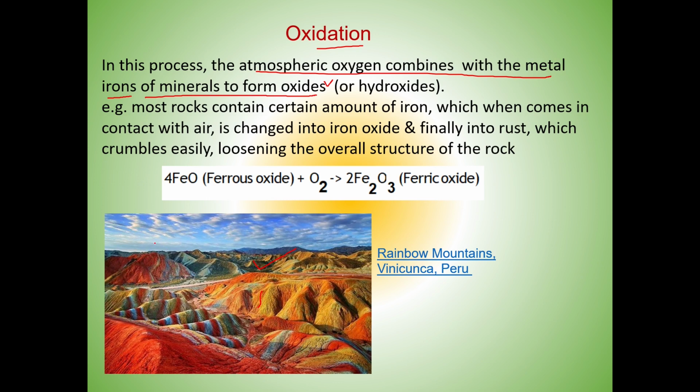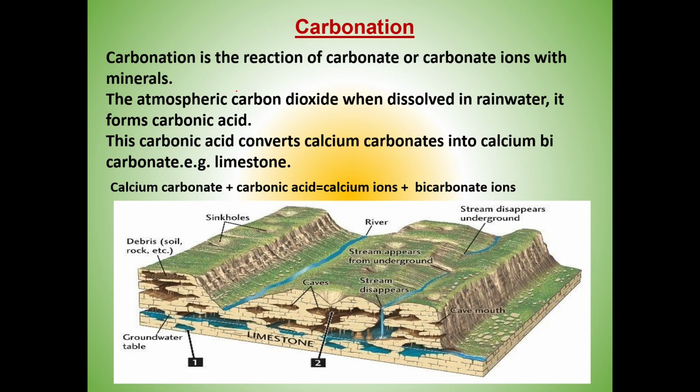Here you can see these rainbow mountains in Vinicunca or Vinicanca in Peru. And here lots of iron oxide is formed on the rock surface, which is the result of oxidation, that is chemical weathering.